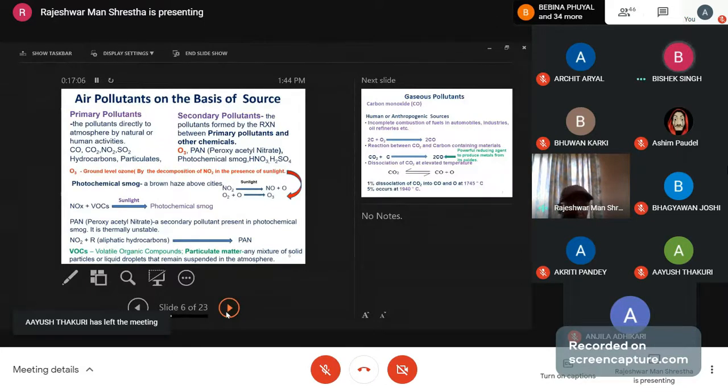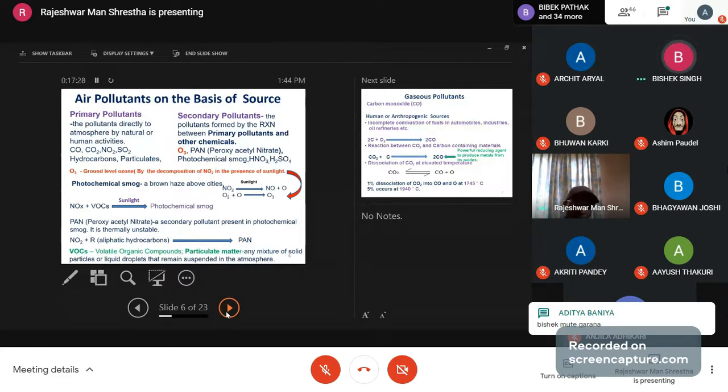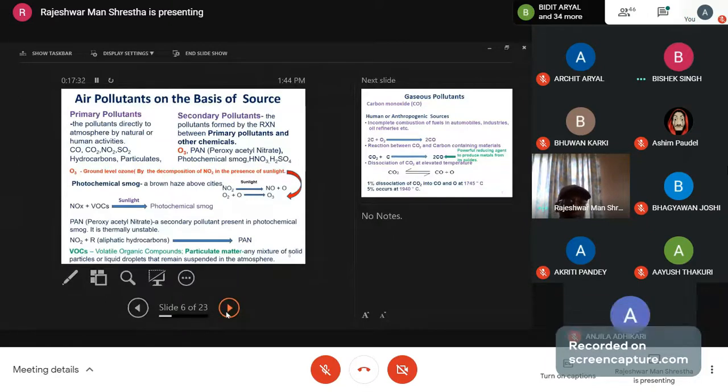In this way, ground level ozone is formed only when the air contains nitrogen dioxide as a pollutant. And next is photochemical smog. To form photochemical smog, oxides of nitrogen, mainly nitrogen dioxide, react with volatile organic compounds, VOC, in pure sunlight, and that forms photochemical smog. That is called brown haze above the city, and it causes lower visibility on the road in the daytime.